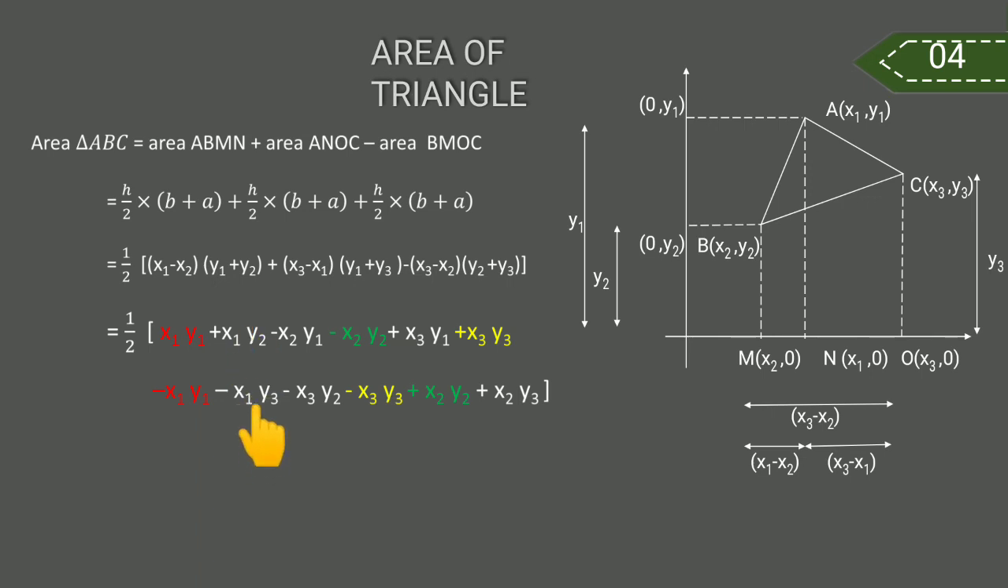In these two terms we take x1 as common, so in the bracket we have y2 minus y3. For these two terms we take x2 as common, so we have y3 minus y1. And in these two terms we take x3 as common, so we have y1 minus y2. So the area of triangle ABC is equal to half of x1 in the bracket (y2 minus y3) plus x2 in the bracket (y3 minus y1) plus x3 in the bracket (y1 minus y2).